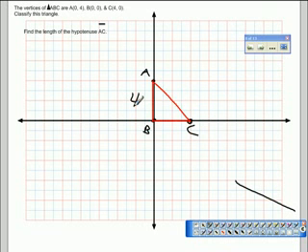BC, 1, 2, 3, 4. That is 4. What kind of triangle do we have there? What kind of right triangle? Isosceles right triangle. It's isosceles, 2 legs are the same length. Is it equilateral? No, this line's definitely going to be longer. So this is an isosceles right triangle.